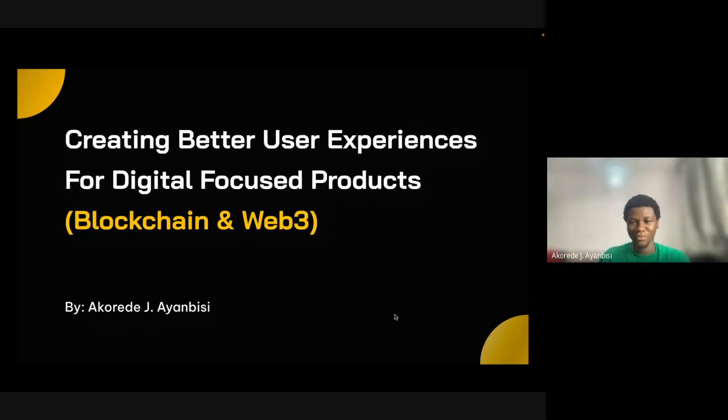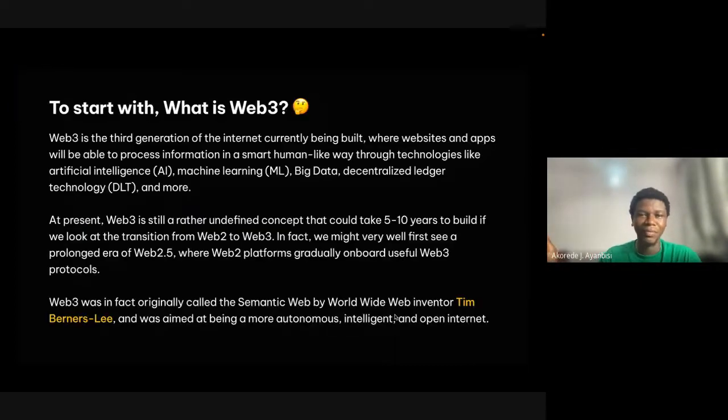Web3's main goal is decentralization, where everybody has ownership. As a user, you have ownership over your data, your assets, and the rest of the stuff in Web3. To start with, I would like to tell us what Web3 is about. I know most of us that joined already have an interest and know what Web3 is about, but I'd just like to brush up our knowledge about what Web3 is before we dive into the user experience, how to create user experience, how to make it better in Web3.